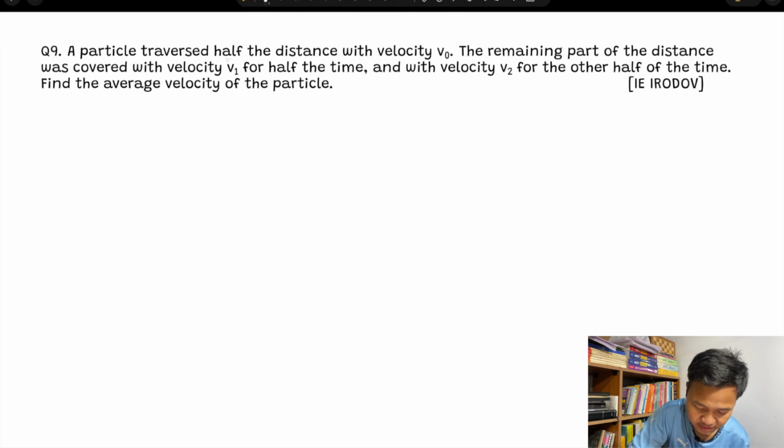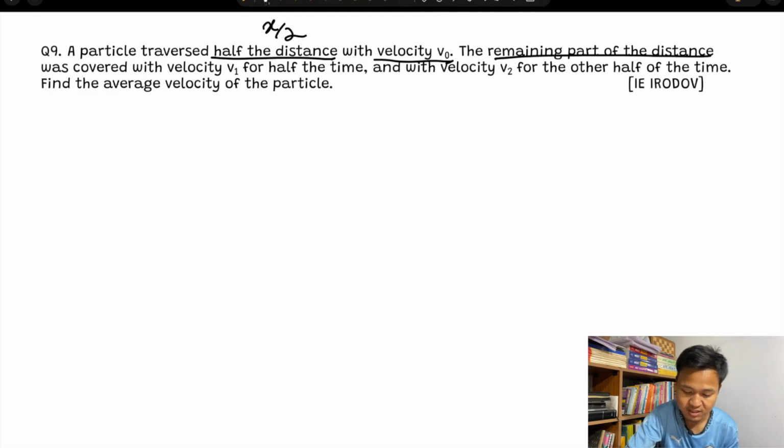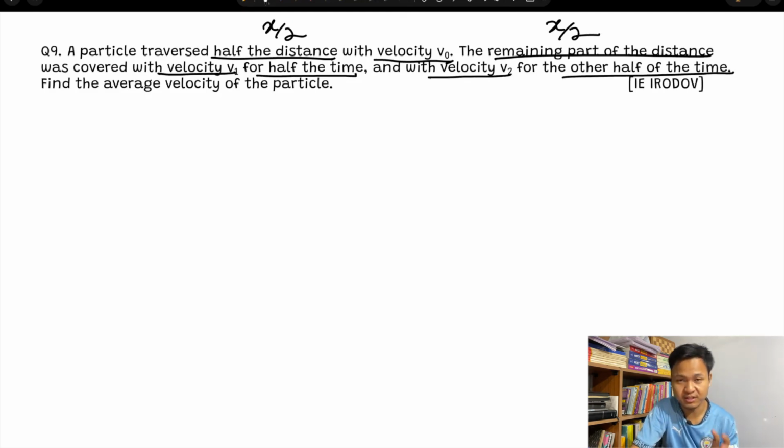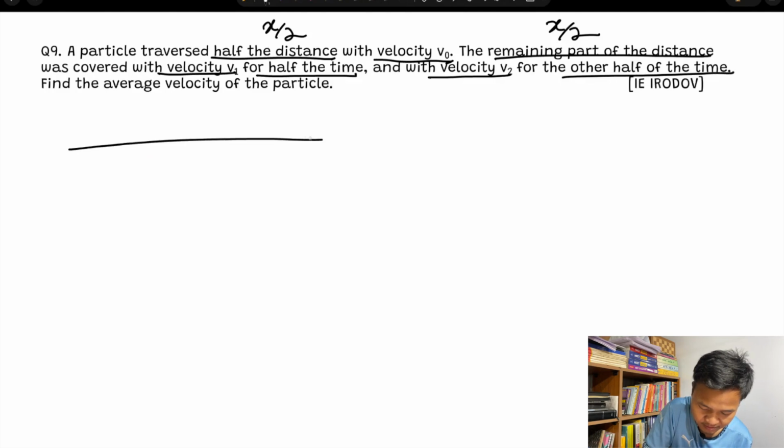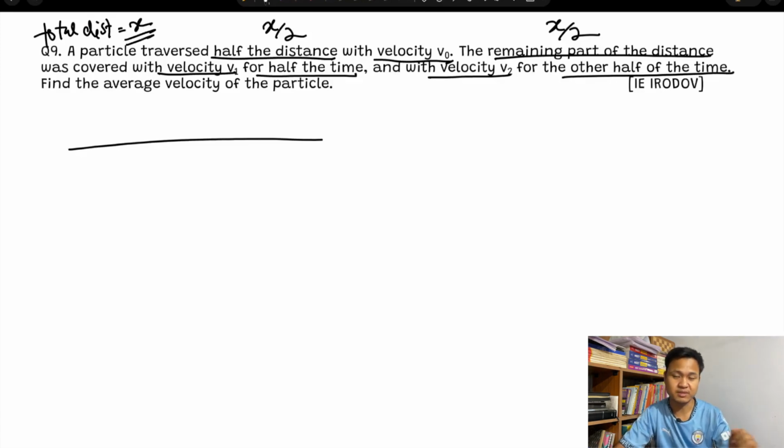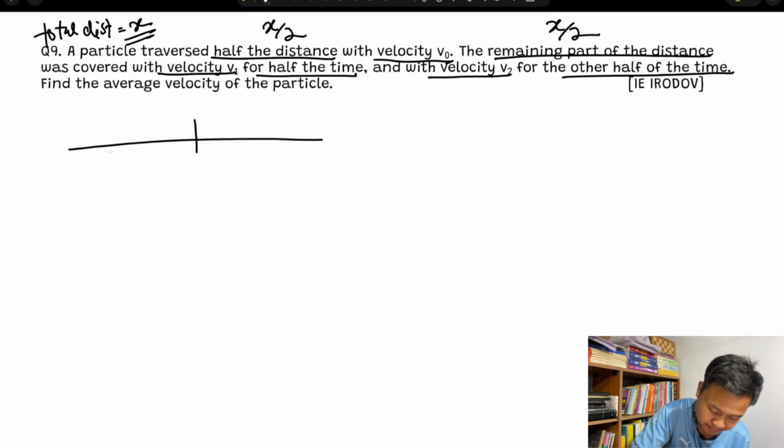A particle traveled the first half of the total distance with speed v0, and the remaining second half, so the first half is x by 2 with v0 and the remaining x by 2, was covered with velocity v1 for half of the time and v2 for the next half of the time. Okay, so I'll just show you here. Let the total distance equal x, then the first half is x by 2 and the second half is x by 2.